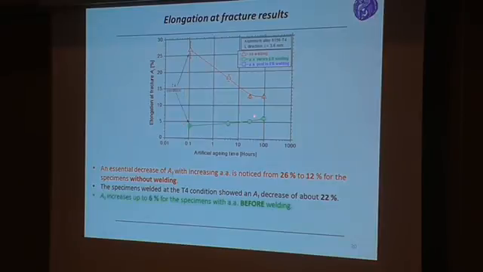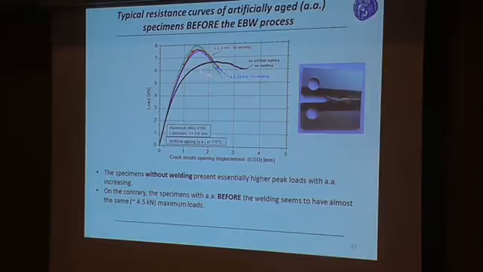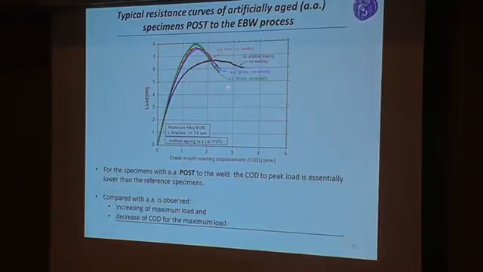Elongation of fracture increases up to 6% for specimens aged before welding, and the specimens with artificial aging post to the weld process show a small decrease. Now I will present the fracture toughness results. The specimens without welding present essentially high peak loads with increasing artificial aging. On the other hand, the specimens with artificial aging before the welding seem to have almost the same maximum loads.